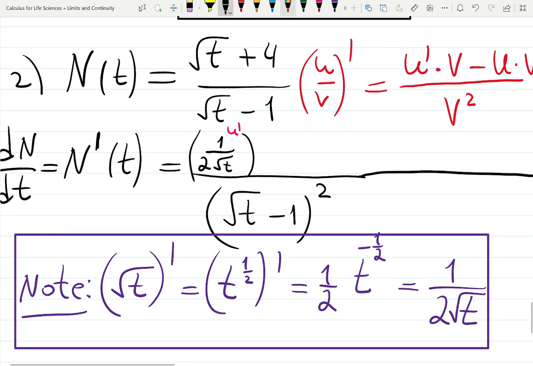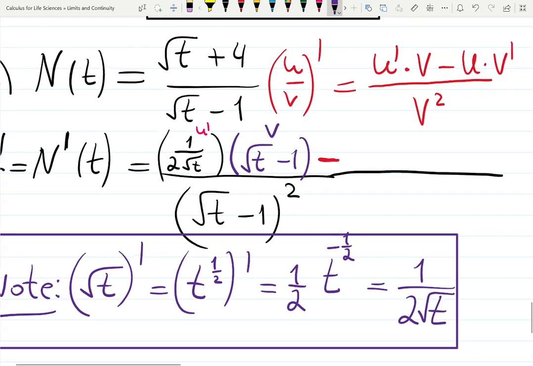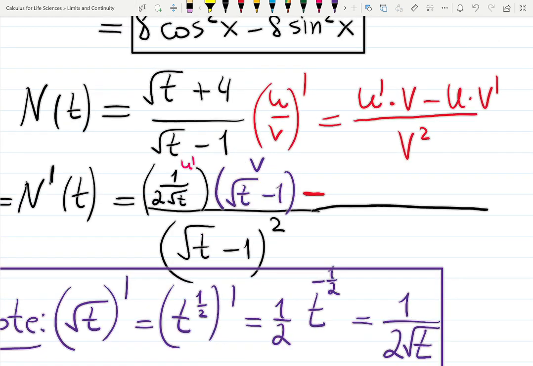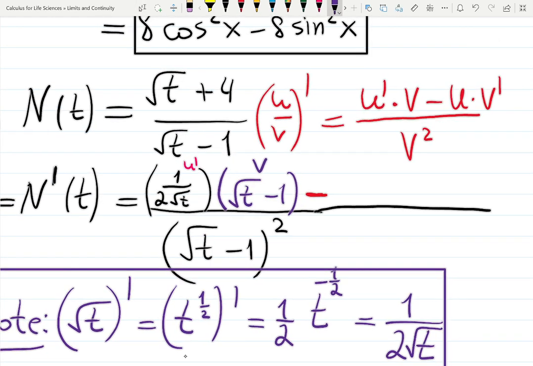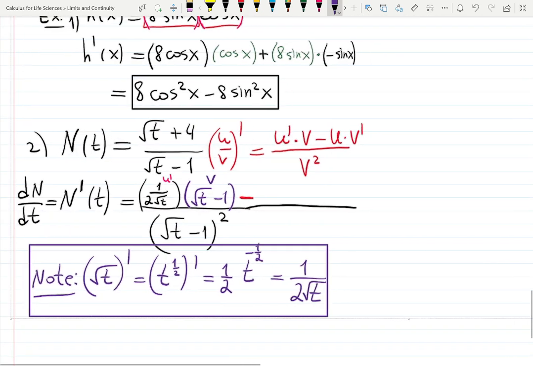Now, copy v. So I'm just going to copy v. I need to locate what is my v. V is the denominator. So I'm just copying it. That is my v. The negative sign is important. Part of the formula. Copy u. U is the top. This is the numerator. Square root of t plus 4.